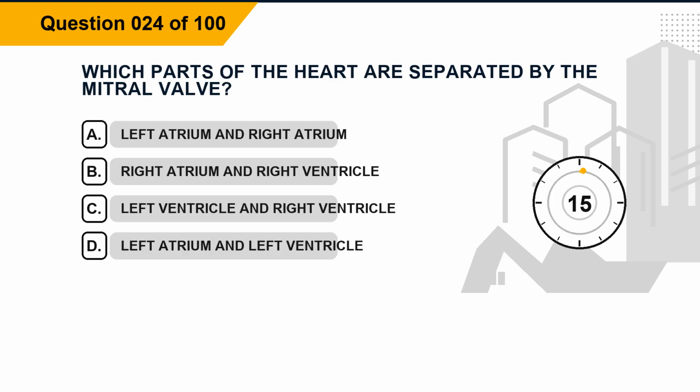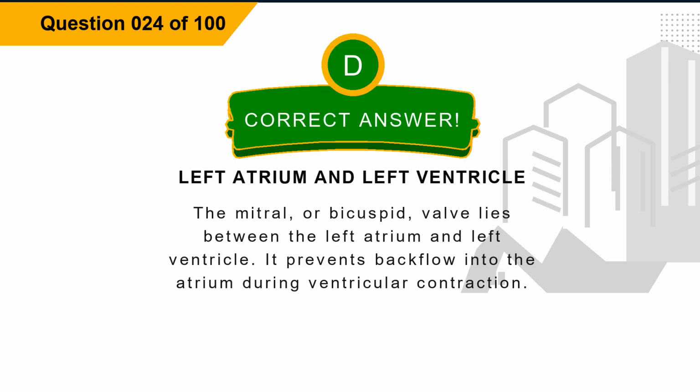Question 24. Which parts of the heart are separated by the mitral valve? Option A, left atrium and right atrium. Option B, right atrium and right ventricle. Option C, left ventricle and right ventricle. Option D, left atrium and left ventricle. The correct answer is option D, left atrium and left ventricle. Explanation. The mitral, or bicuspid, valve lies between the left atrium and left ventricle. It prevents backflow into the atrium during ventricular contraction.